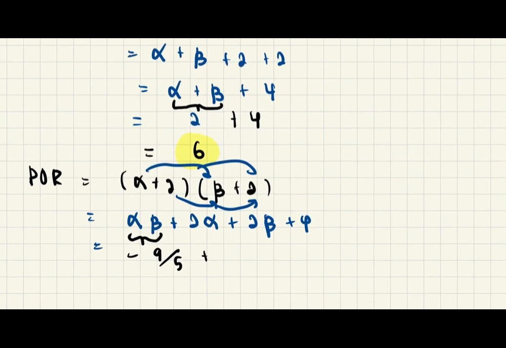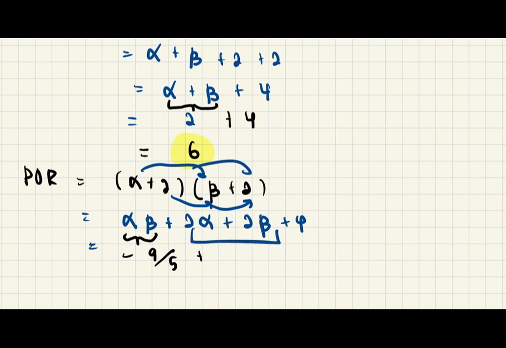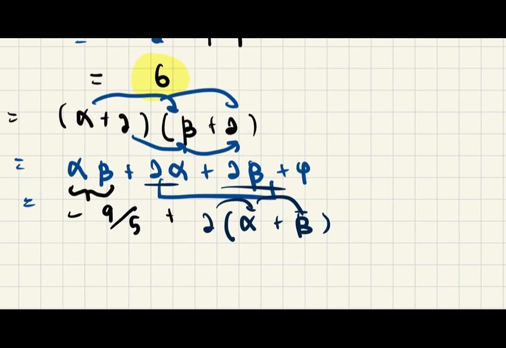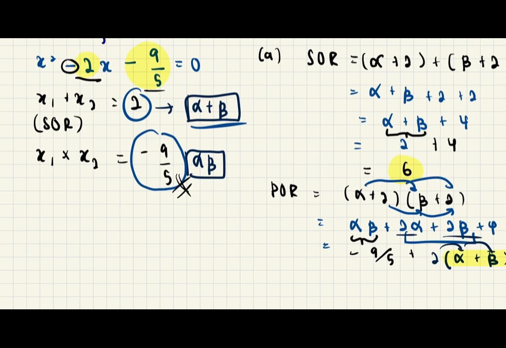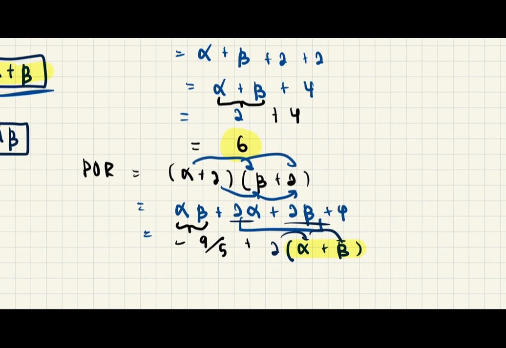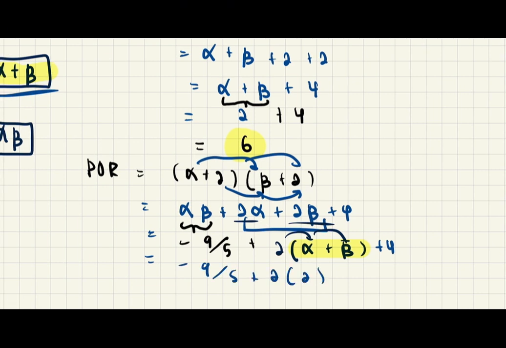Plus, and then here actually you can factorize this. You can factorize 2 outside and then alpha plus beta, because 2 times alpha is 2 alpha, 2 times beta is 2 beta. And we know the value inside here, alpha plus beta, is 2. So we replace that with 2. Plus 4, equals negative 9 over 5 plus 2 times 2 plus 4. So you will get the answer 31 over 5.